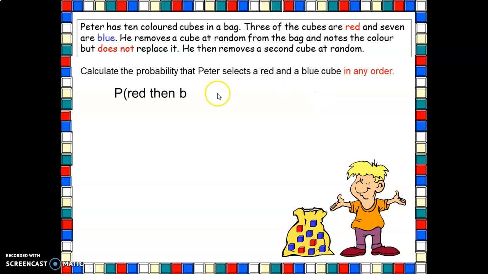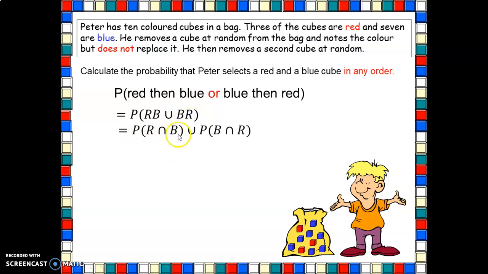Okay, let's take a look. All right, so in any order means he can take a red then a blue or a blue and a red, right? The only condition is that there's one blue, one red. So it could be red first then blue or blue first then red. So either this or this happens. Let's break this down to symbols. We have the probability of red followed by blue or blue followed by red. That's what we want to find here. And that can be written using our symbols as the probability of red and blue, or the probability of blue and red. Okay, so the order is important here.